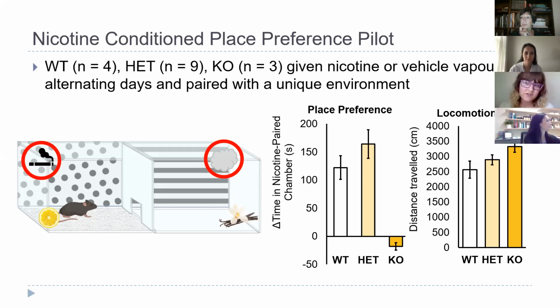Just to address the first concern, it doesn't seem to be the case that there are locomotor deficits in these animals, as the knockout mice have no differences in locomotion compared to the other genotypes, and in fact may even have a hyperlocomotive phenotype.